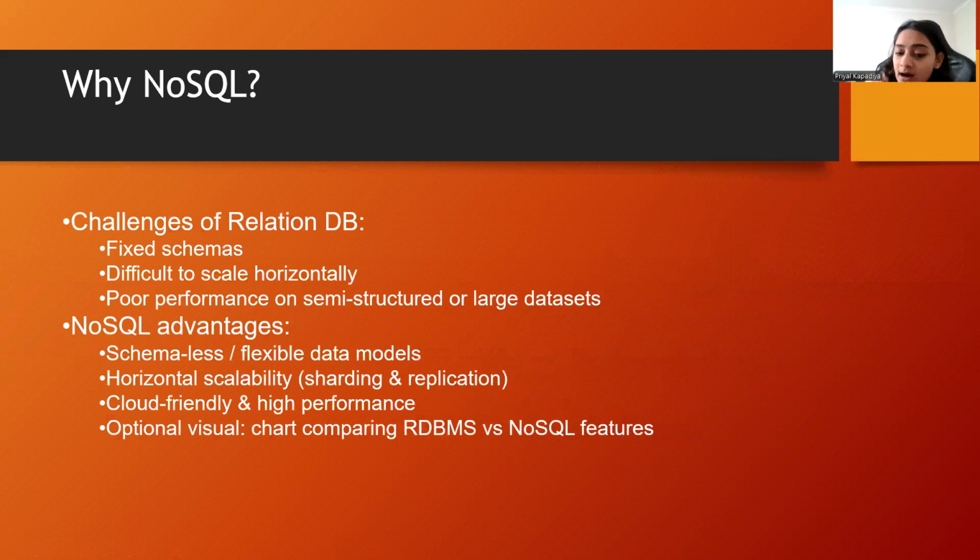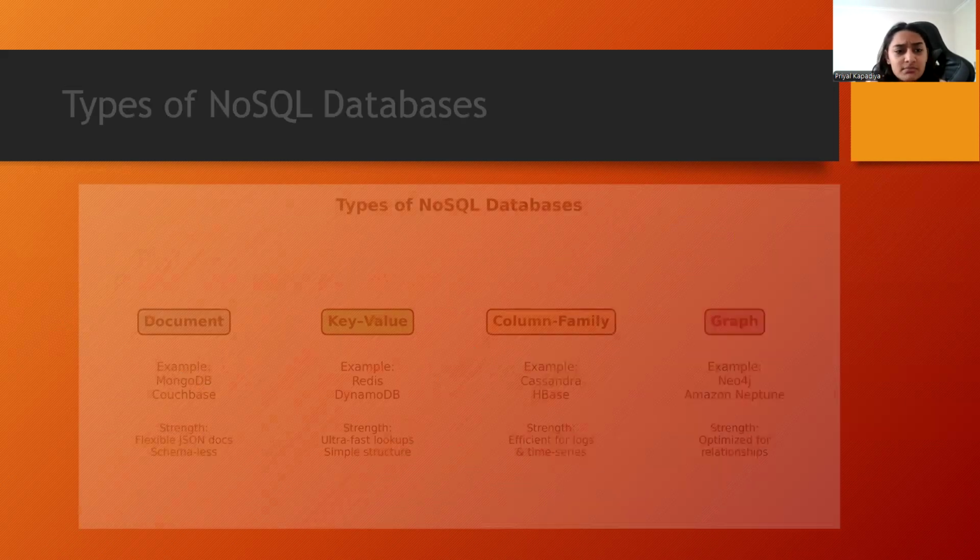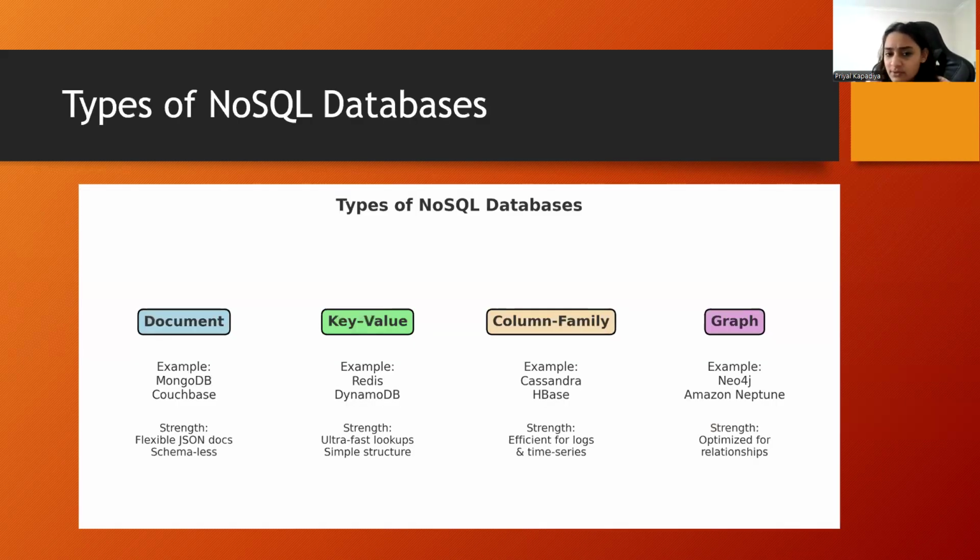Why NoSQL? Let's start with why NoSQL. The traditional relational databases have fixed schemas, which rely heavily on vertical scaling and often struggle with large or semi-structured data sets. While on the other hand, NoSQL database is schemaless, meaning more flexible, and they scale horizontally, by adding more servers. This makes them a natural fit for big fast moving data, as we see in modern applications. Talking about the next, what are the types of NoSQL database.